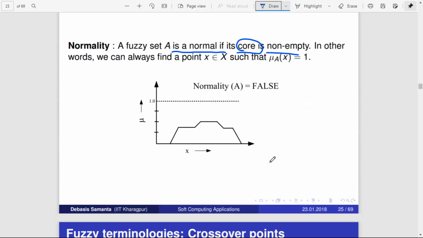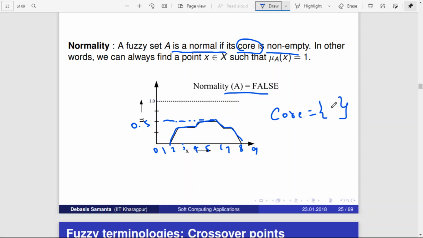But if for some function the core is empty, then we won't call it normal. In that case, the normality will be false. For example, take some membership function that behaves like this. Its peak point is, say, maybe 0.5, because 1 is here. So there is no point which reaches up to 1. Maybe this is 0, 1, 2, 3, 4, 5, 6, 7, 8, 9, and so on. Is there any point of x where the membership function results in 1? No. So what is its core? Its core is empty. Nothing is in the core.